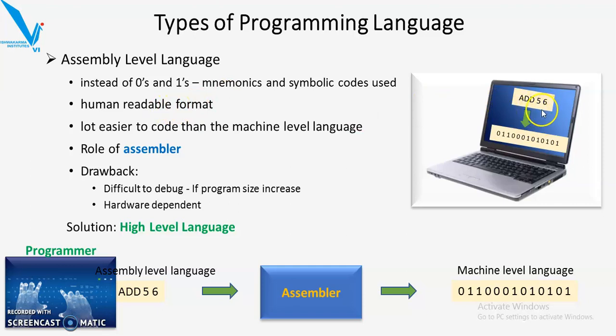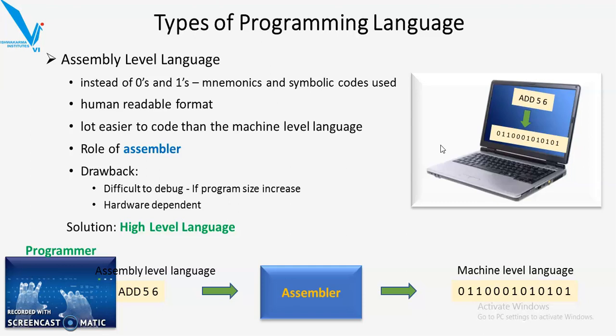So a lot of mnemonic code or symbolic code is used in this language, like add, subtract, and so on. So it is in human readable format. The programmer understood the program by just looking at the mnemonic code, which was very difficult in the situation of binary coding, that is machine coding. It was a lot easier to code than the machine level language.